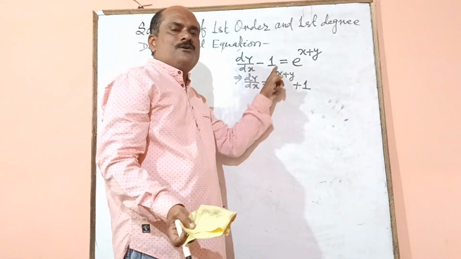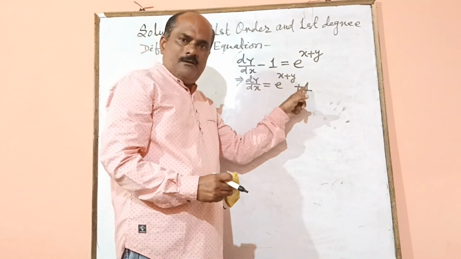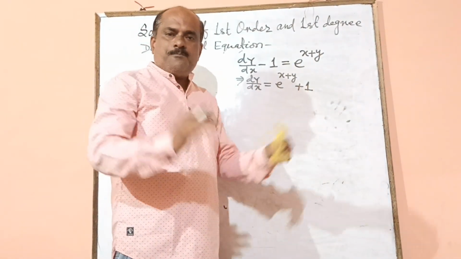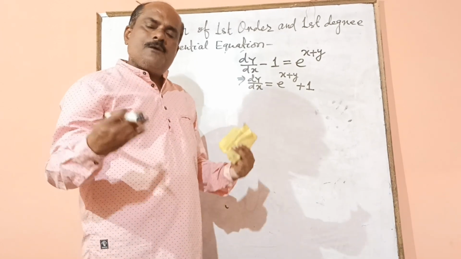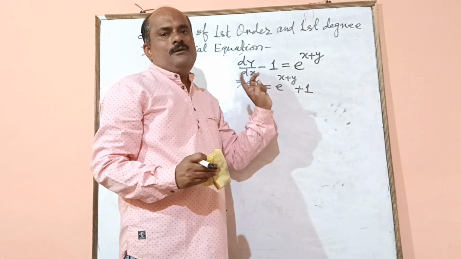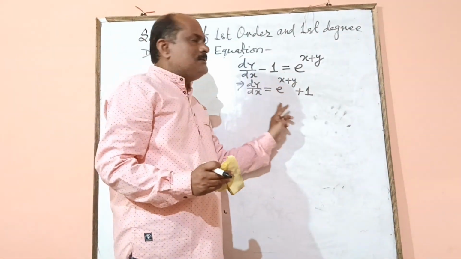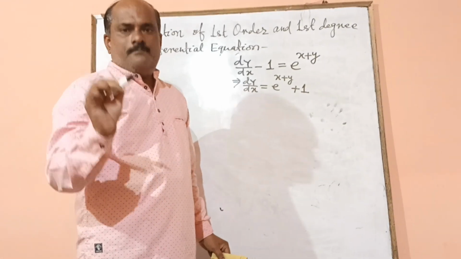E to the power x plus y. This is function of x plus y. 1. That means 1 is x plus y to the power 0, constant. This is function of any variable. 1, that is x plus y to the power 0. That means the right side of this equation is in function of x plus y form.